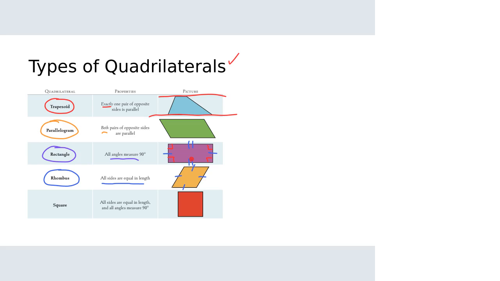is with the number of tick marks, like that. In a rhombus, all sides are equal in length. So all four sides have equal length. That's what makes it a rhombus.